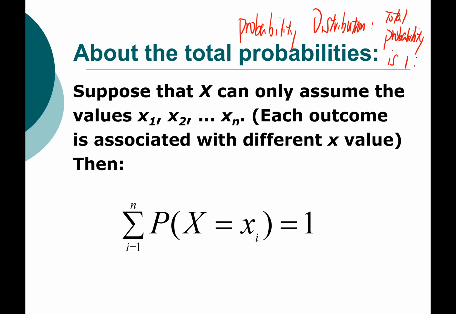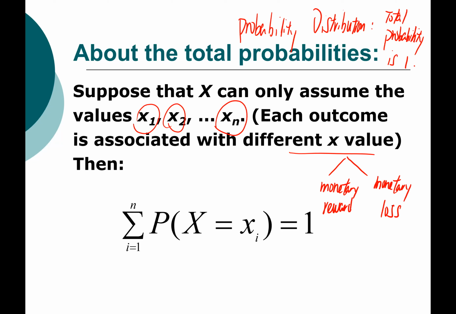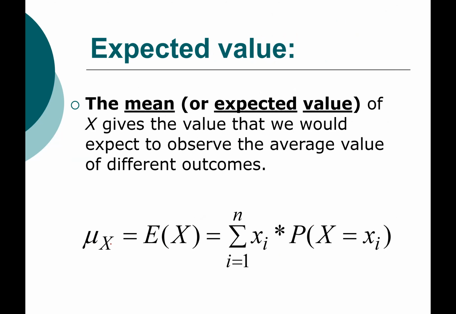Suppose that X could assume any values, let's say X1, X2, up to Xn, and each outcome is associated with a different X value, meaning each outcome would be associated with a different monetary reward or monetary loss. Typically that's the case. It would take different values, but we know that the total probability must be 1. Expected value in essence is the average outcome in terms of the dollar amount. We also call it the mean. Expected value is another way of saying mean. It gives a value that we can expect to observe as the average value of different outcomes, and usually it appears with a dollar sign.